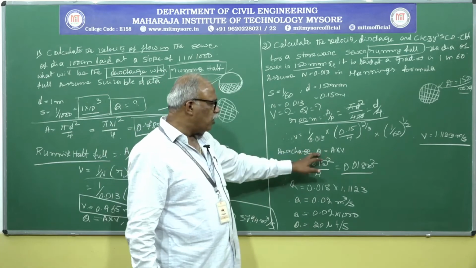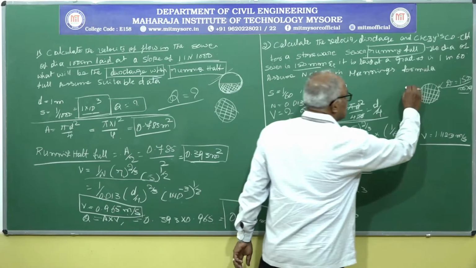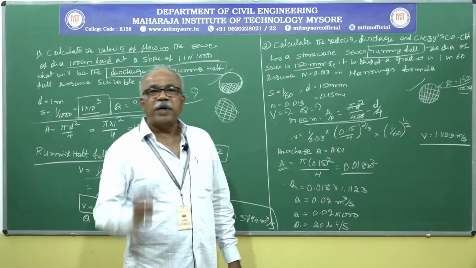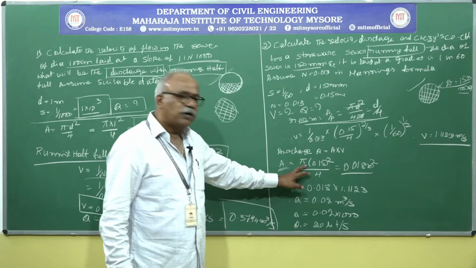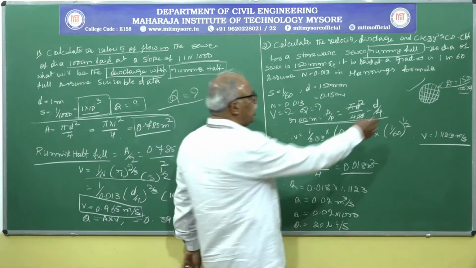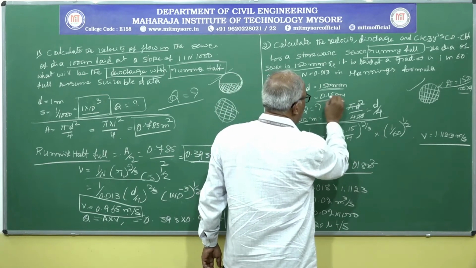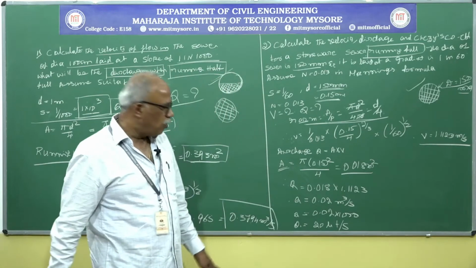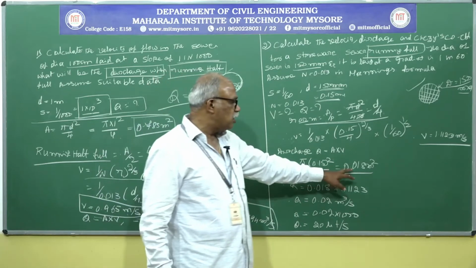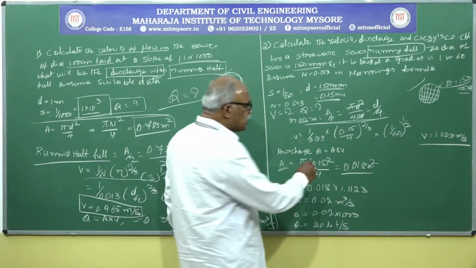First, to calculate the discharge, we have to calculate the area because the pipe is circular in nature. The equation for the area is pi d square by 4. D is the diameter of the pipe, that is 150 mm or 0.15 meter. So 0.15 meter squared, multiplied by pi and divided by 4. Finally, the area equals 0.018 meter square. Clear?